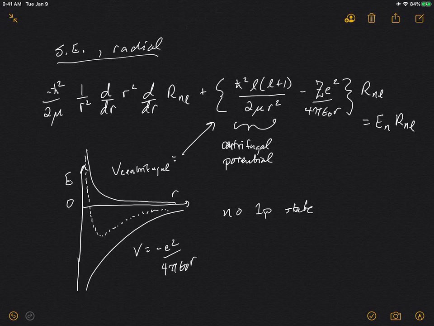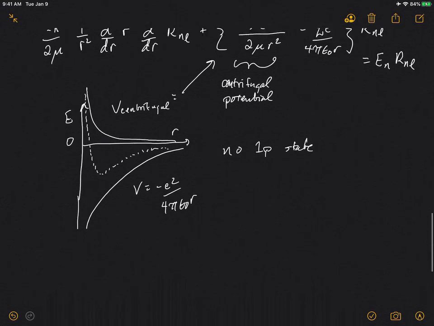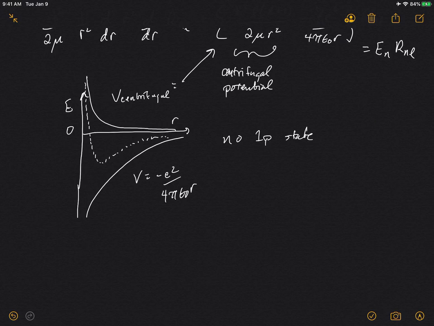However, for n equals 2, the typical distance r is longer, and you can have a 2p state. And you can think of the fact that there isn't a 1p state as being related to the fact that there's this centrifugal potential. Okay. So let's move on to our solutions. First of all, let's just talk about the energy levels.